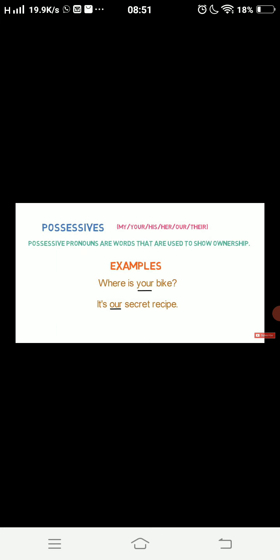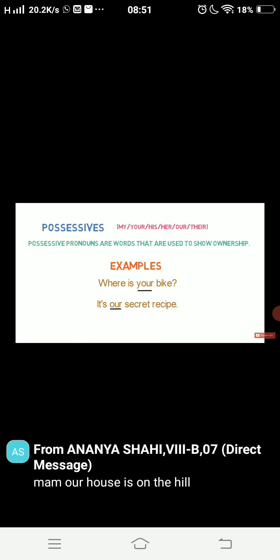Clear? For example, this is my pen, this is your book, it is his book, it is her diary, it is our dog, these are their books. So these are all examples of possessives. Our house is near a market, their car broke down. So these are all examples of possessiveness.